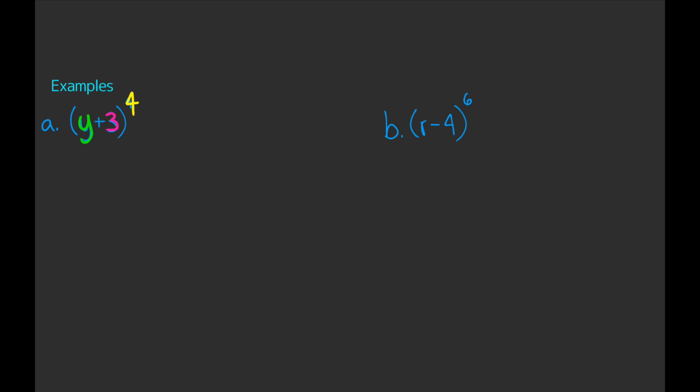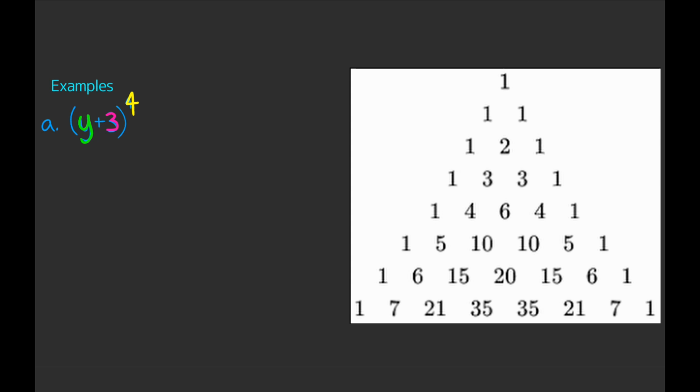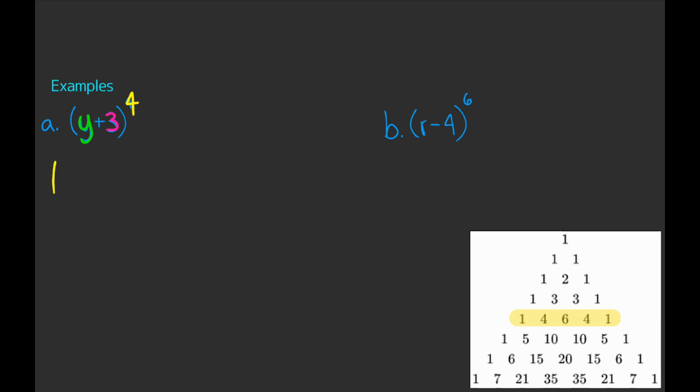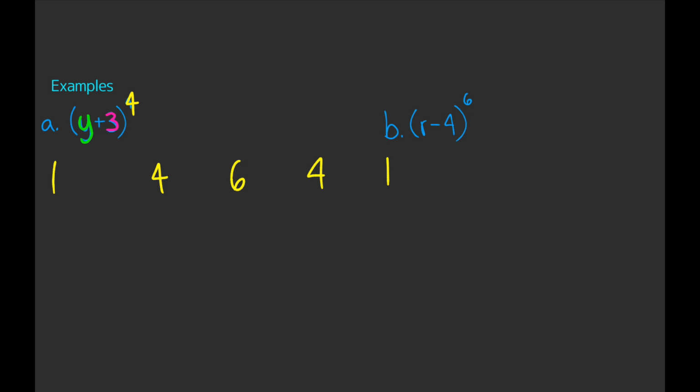So first we are going to find our coefficients, and we're going to do that by looking at Pascal's triangle. Notice that we have an exponent of 4, or our power is raised to 4. So that means we're going to look in row 4 of Pascal's triangle, and we see that the coefficients are going to be 1, 4, 6, 4, and 1. Notice how those are exactly the numbers in Pascal's triangle at row 4. So those are our coefficients.